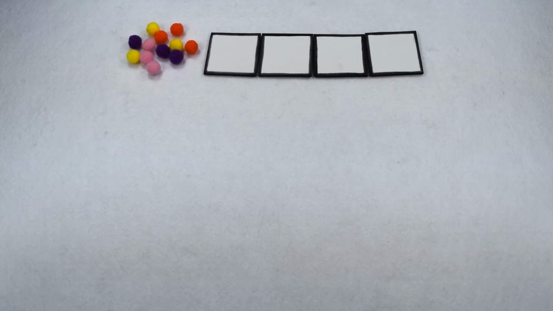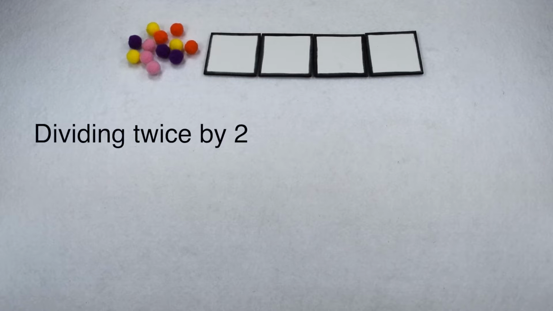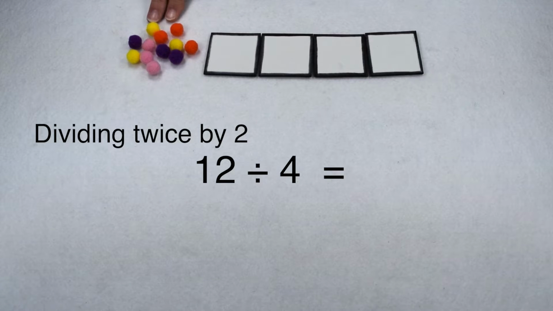Another way to determine if a value is divisible by 4 is by dividing our original number twice by 2. Multiples of 4 can be divided by 2 twice and still have a whole number quotient. Well, let's test that using 12 items. I want to know if my 12 items can be divided evenly into 4 groups.